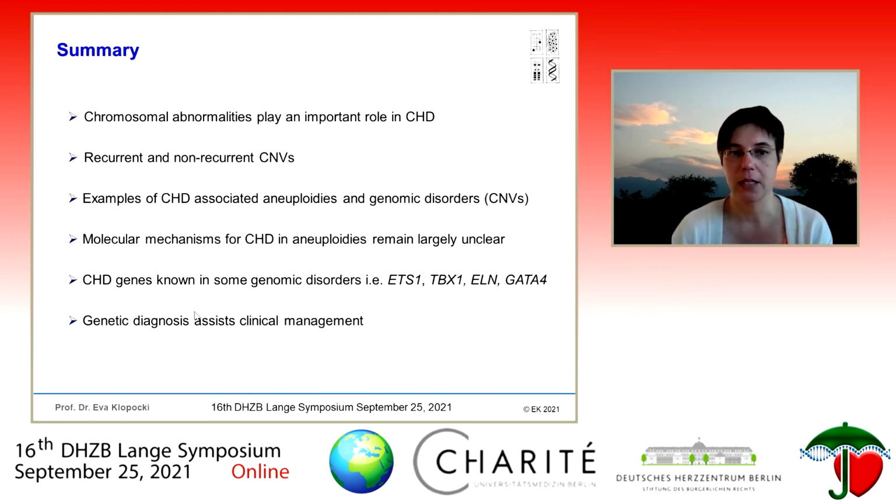This is a bit easier with the genomic disorders. There are some CHD genes identified, and often these are followed up and proven to be the relevant gene for the cardiac phenotype by using animal model experiments, for example, knockout mice, to show this.